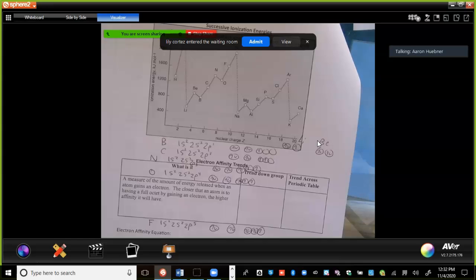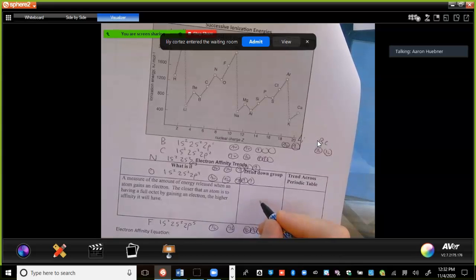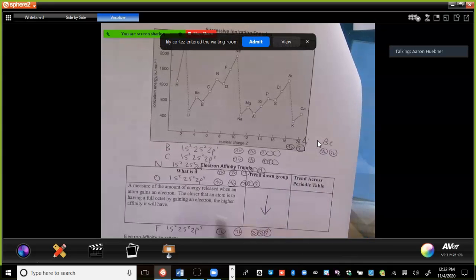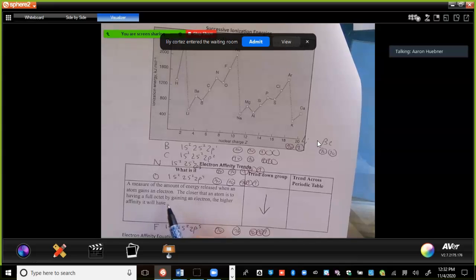Alright, so I think we've got just enough time to talk about electron affinity. So electron affinity, I'll just write it down here. As you go down, it decreases. So what is it? It's like the opposite of ionization energy. It's the measure of the amount of energy released when an atom gains an electron. The closer an atom is to having a full octet by gaining an electron, the higher affinity it will have.